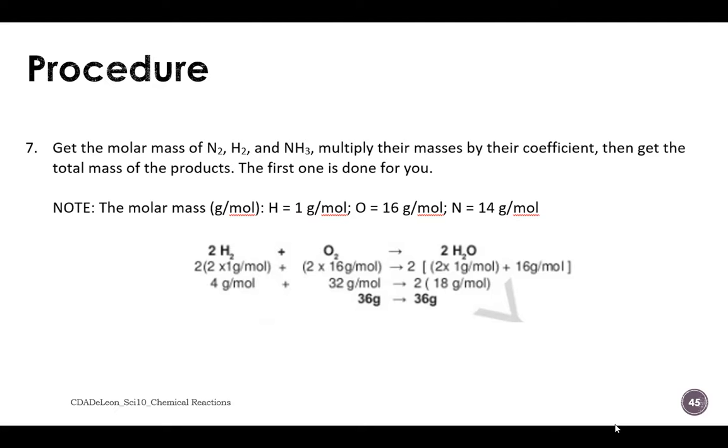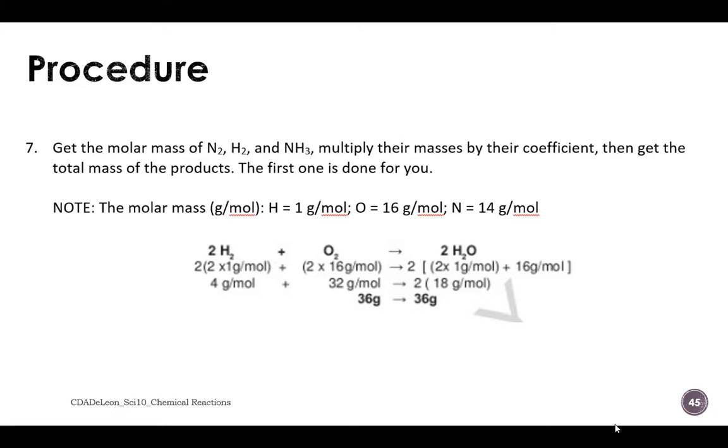Get the molar mass of N2, H2, and NH3. Multiply their masses by their coefficient. Then get the total mass of the products. The first one is done for you.